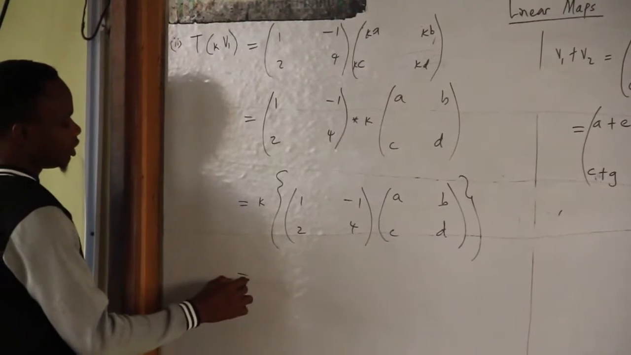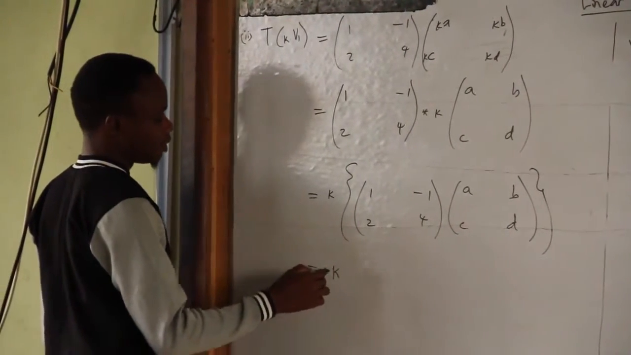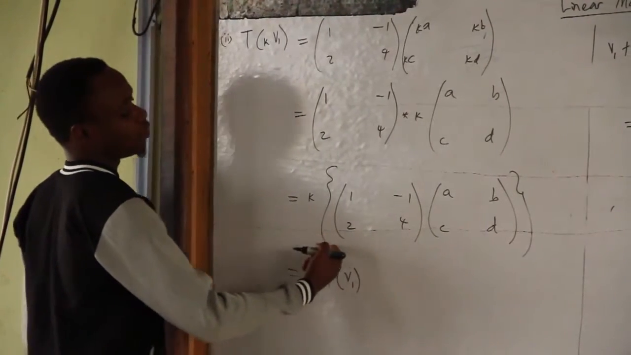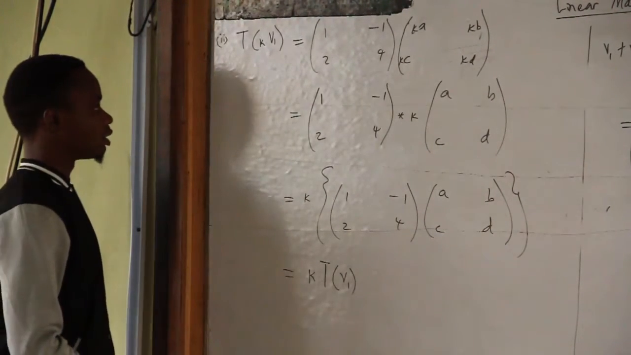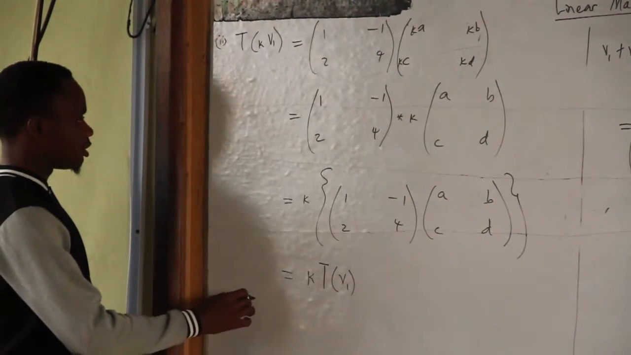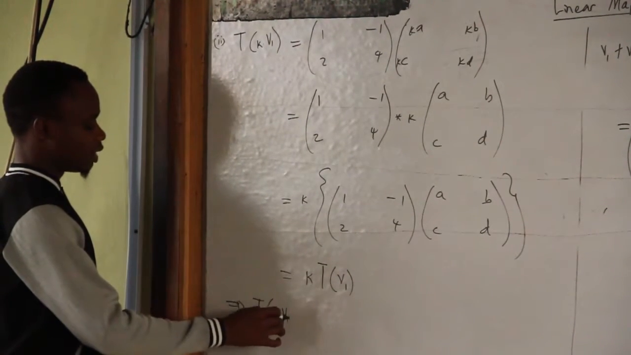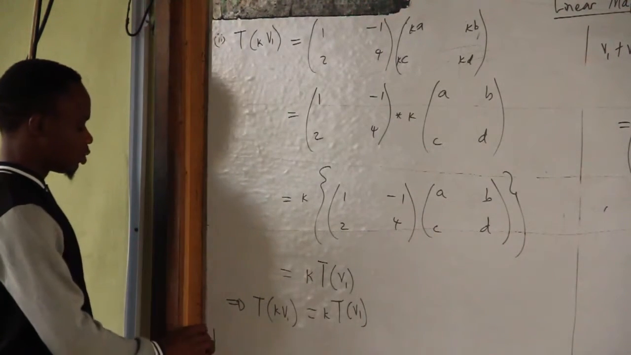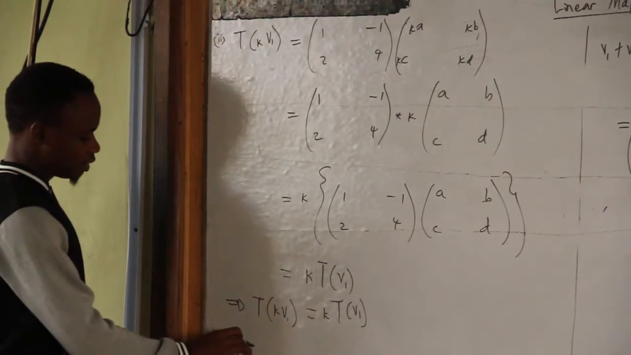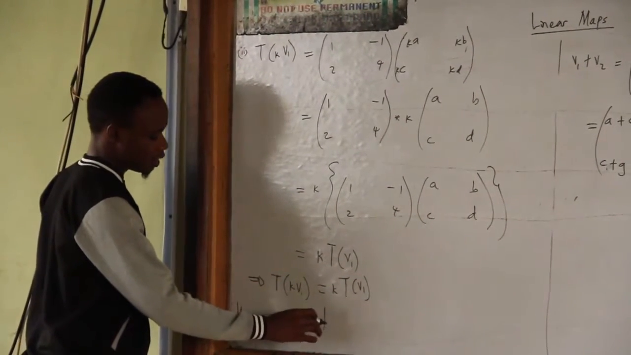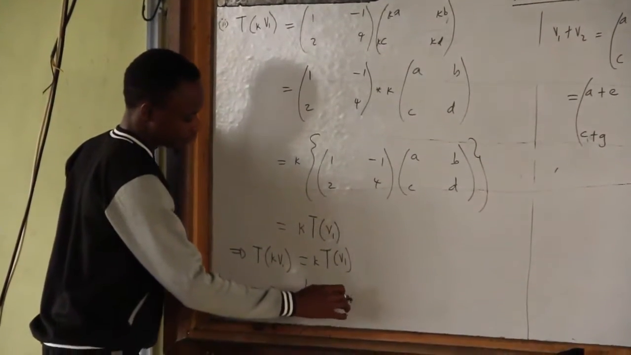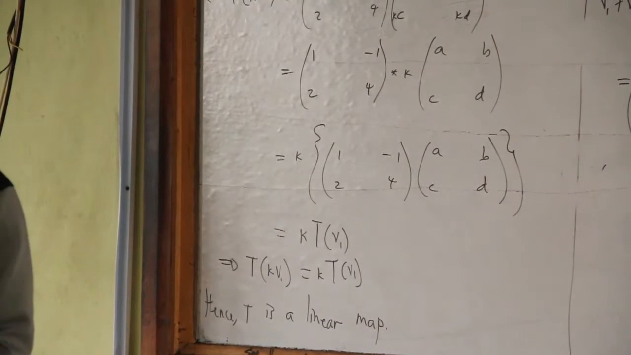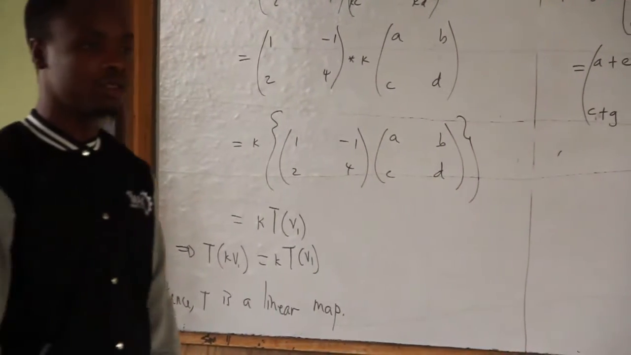So therefore it follows that what I have is equal to K multiplied by T of V1, because what I have is T of V1. So I'm able to establish that T of K V1 is equal to K T of V1. So T is a linear map because it satisfies the two conditions. T is a linear map. That's how to complete the proof.